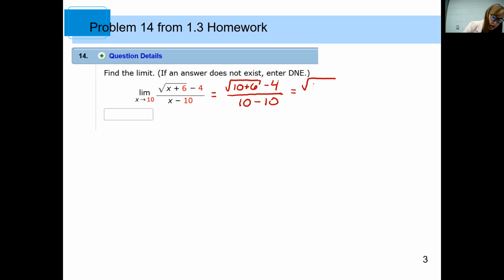And then I simplify. And what I end up with is 4 minus 4, which is 0, and then 10 minus 10, which is 0. And so this is that indeterminate form.